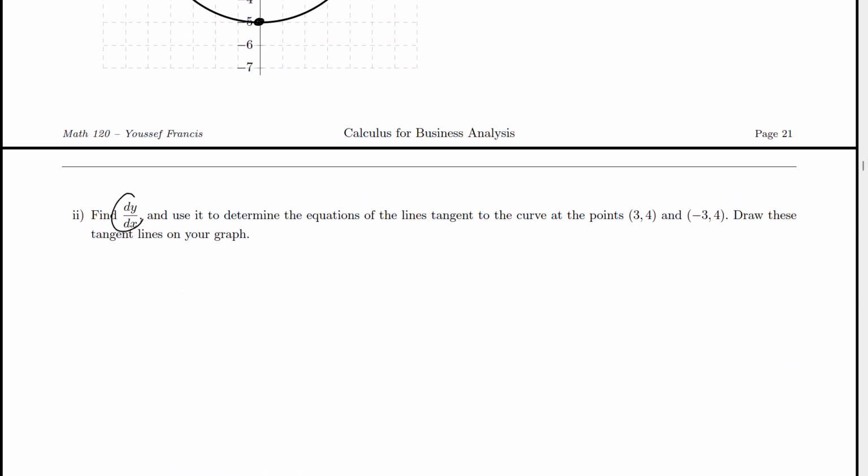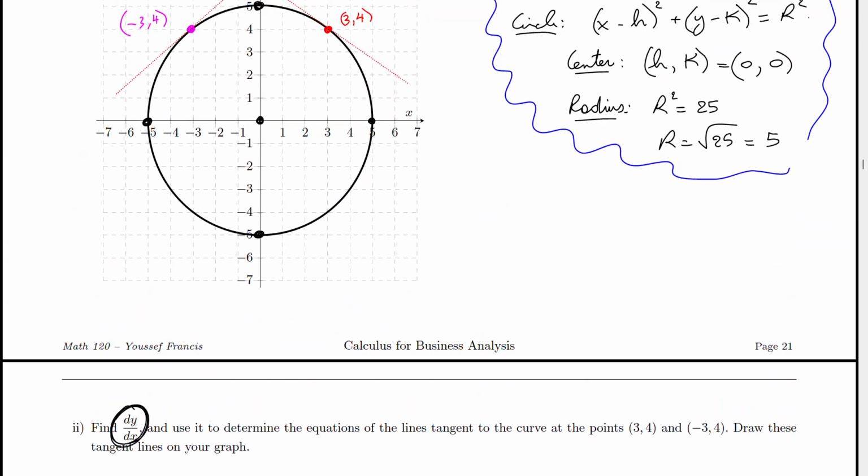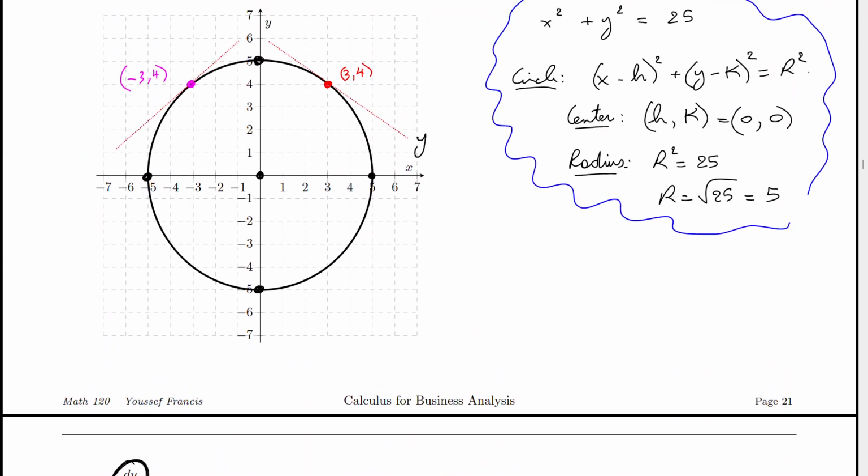They want me to find dy over dx, first of all, meaning the derivative. And then they want me to use the derivative to find the equation of these lines that I just described over here. So this guy has an equation, y equal to some stuff. This guy has an equation, y equal to some stuff. What is the stuff that should be there, right?